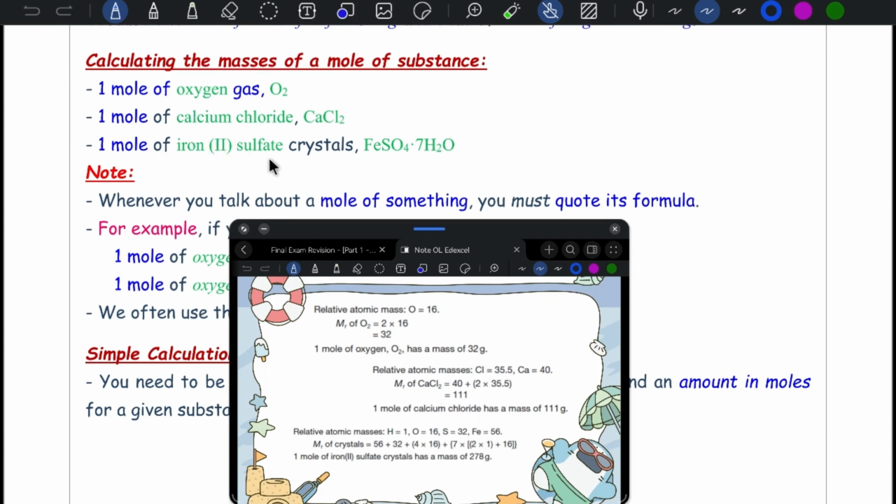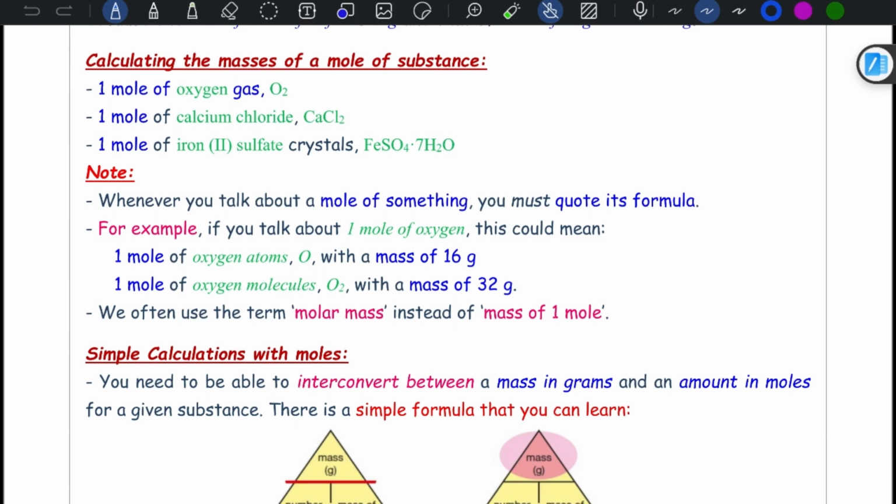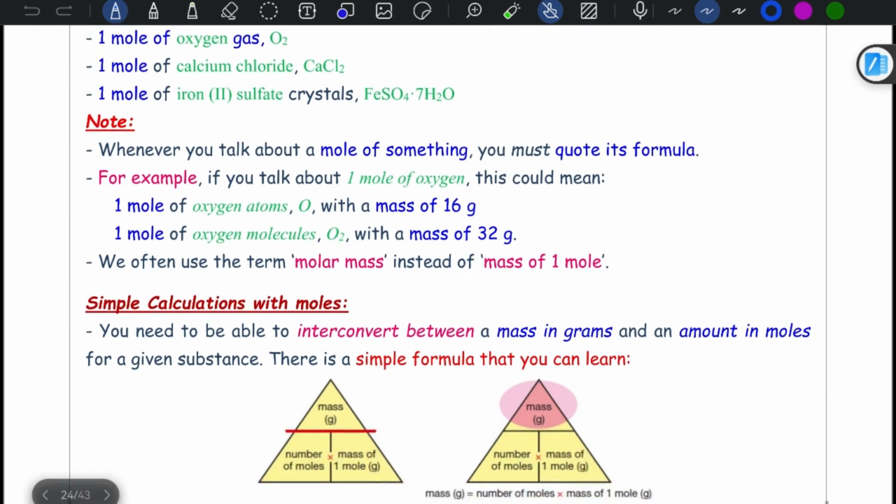1 mole of iron 2 sulfate heptahydrate, 7 water. Iron, as mentioned, 56, sulfur 32, oxygen 16, hydrogen 1. So we can write it as 56 for iron plus 32 for sulfur plus 4 multiplied by 16 for oxygen plus 7 multiplied by 18 for water. It will give you 278 grams. So 1 mole of iron 2 sulfate in hydrated form gives what we calculated.